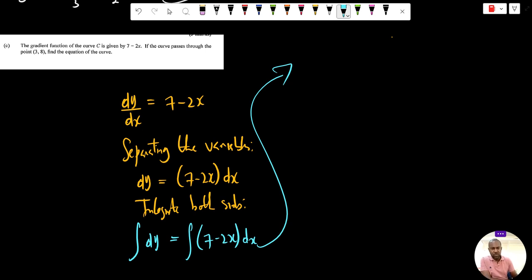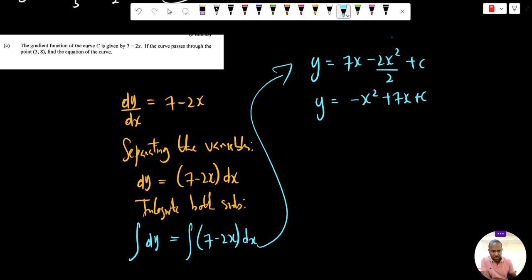Now when we integrate dy, we simply get y. And when we integrate on the right-hand side, integral of 7 minus 2x, this becomes 7x. And we have minus 2x squared over 2 plus our integration constant c. So we can basically say that y is equal to minus x squared plus 7x plus c. Because of course these 2's will cancel, so 2 into 2 goes 1. And because we put it in the order of descending powers, then we have y equals minus x squared plus 7x plus c.